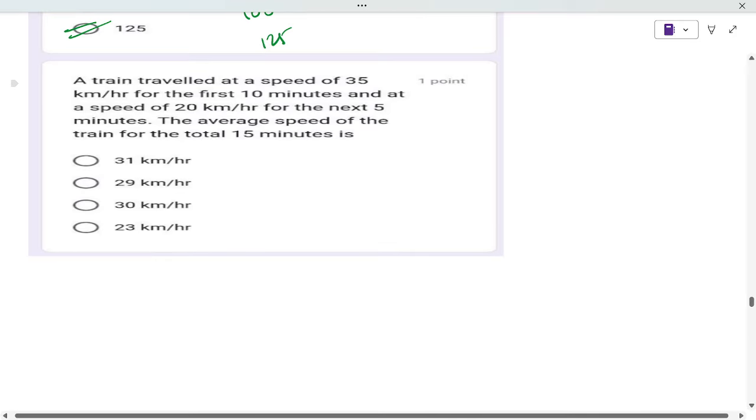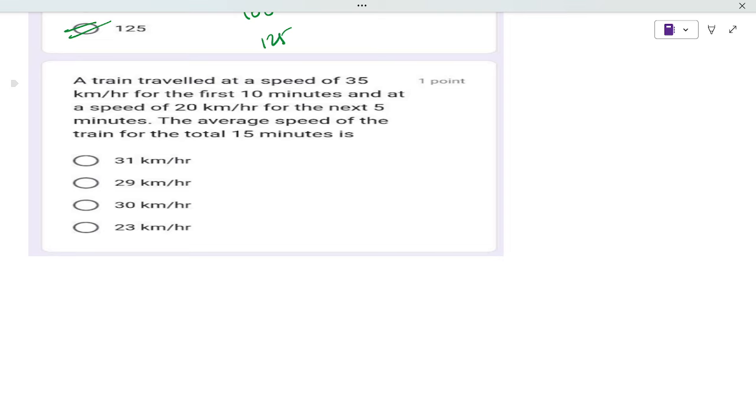Next one. A train travels at a speed of 35 km per hour for the first 10 minutes and at a speed of 20 km per hour for the next 5 minutes. That means 10 minutes they 35 km per hour de polaiche, next 5 minutes to 20 km per hour de polaiche. Average speed of the total of 5 minutes. So we know the distance la formula is what? Distance la formula do speed into time chane.